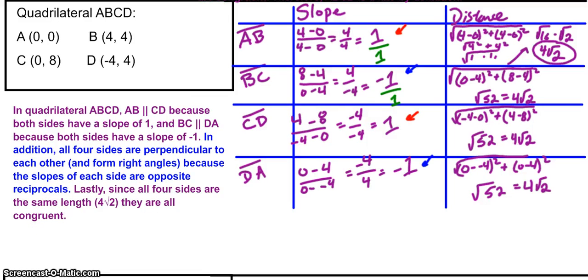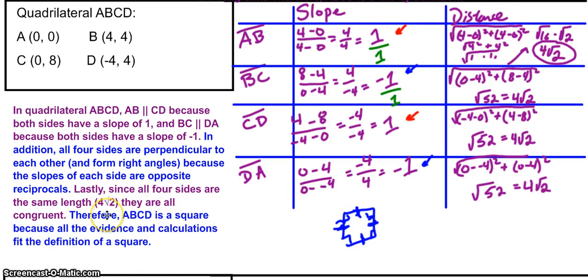Now we think to ourselves, based on the evidence we've found, what kind of quadrilateral is this? Well, remember, it's going to have those opposite parallel sides, it's going to have those right angles, and it's going to have all 4 sides being exactly the same length and congruent. What shape could that be? It can only be a square. It's got all 4 congruent sides, all 4 90-degree angles. Let's finish out our explanation right over here. Therefore, ABCD is a square because all the evidence and calculations fit the definition of a square.